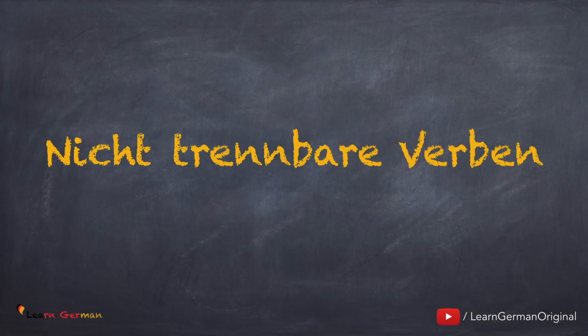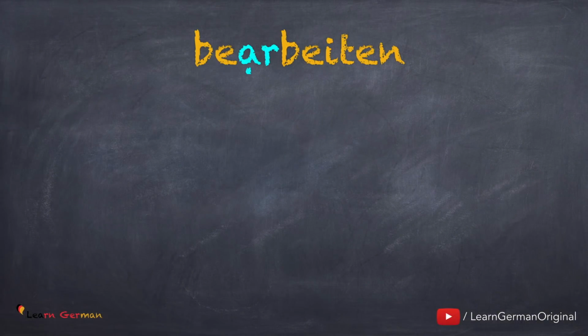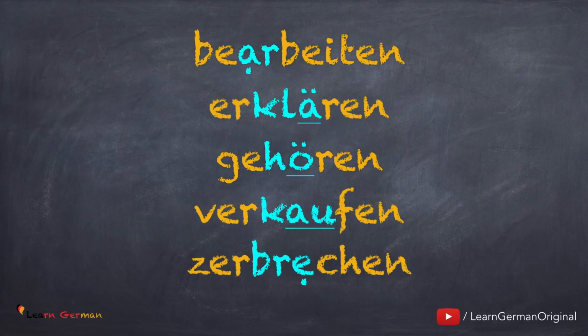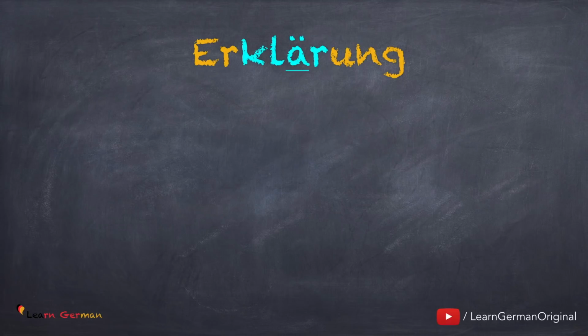When we talk about non-separable verbs, nicht trennbare Verben, the accent lies on the stem of the verb that follows after the prefix. Bearbeiten, erklären, gehören, verkaufen, zerbrechen. Once again, bearbeiten, erklären, gehören, verkaufen, zerbrechen. Even the nouns derived from the non-separable verbs follow the same rule.